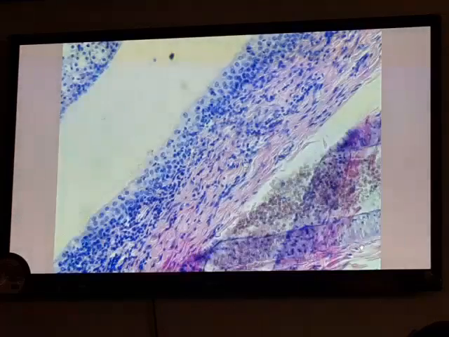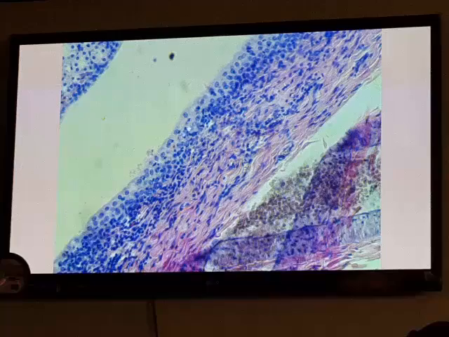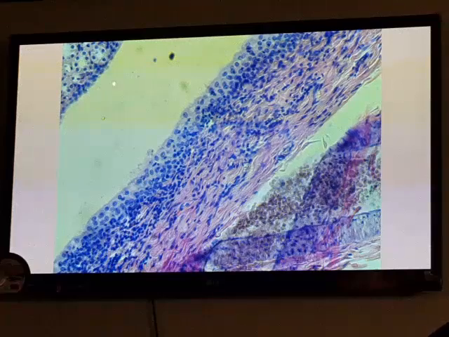Collecting tubules drain into the collecting duct, and the collecting ducts open at the tips of the renal papilla. On the opposite side, we have transitional epithelium. This is the transitional epithelium of the minor calyx. Is that clear? This slide is stained with H&E stain.